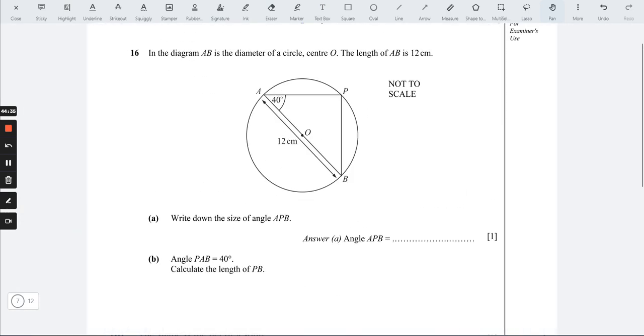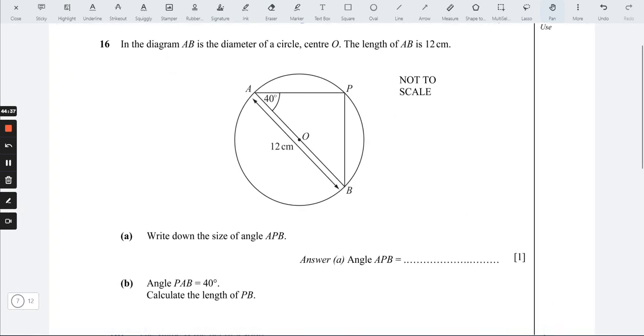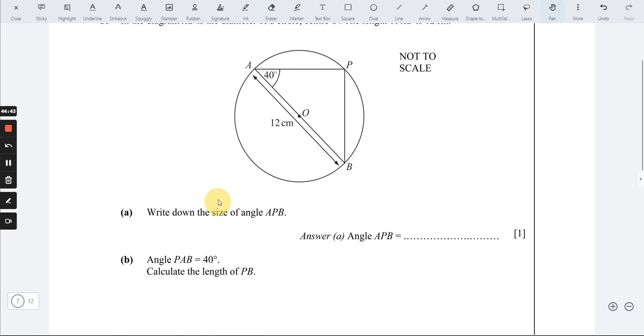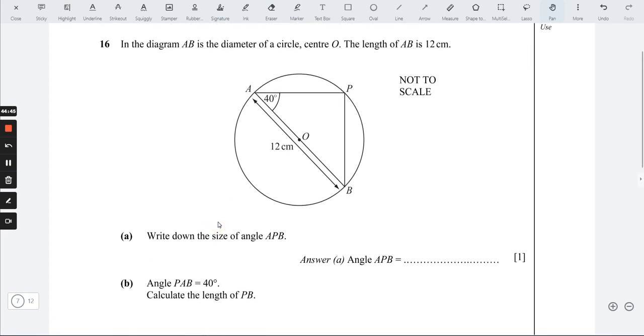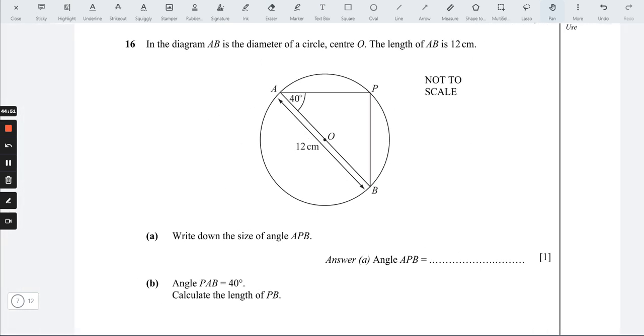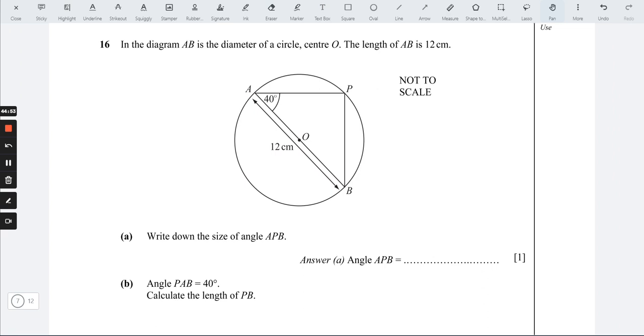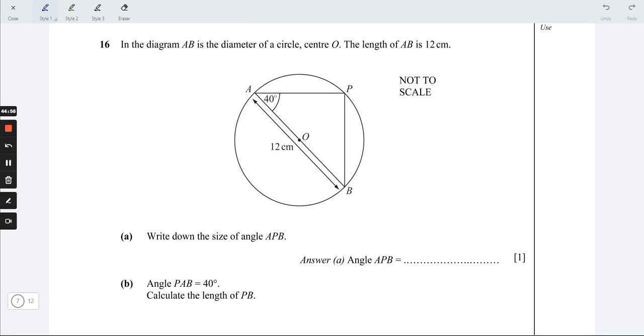Question 16 now. Question 16 says, in the diagram AB is a diameter of a circle. So we have here a circle and a diameter of this circle. The length of AB is 12 centimeters, so the diameter here is 12 centimeters, and they are mentioning it in the diagram itself. So the length here is 12, that means the diameter AB is 12 centimeters. We have a center O here.